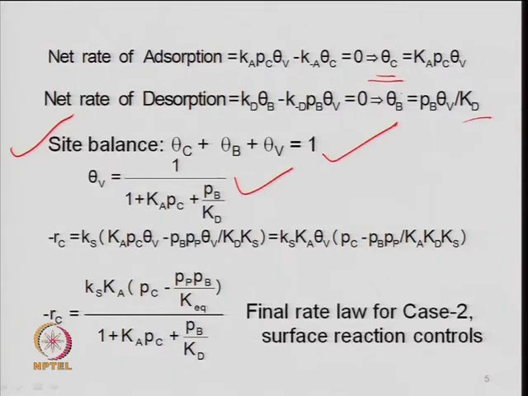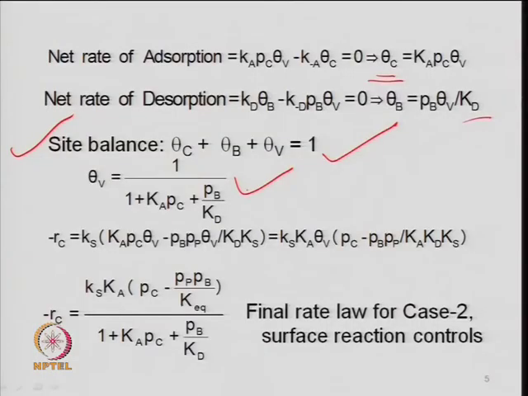So, theta V, which is the concentration of vacant sites, depends on the partial pressure of the cumene and the partial pressure of the benzene. One can see that if more of these reactant species or product species is present in the reactor, then there will be a drop in the concentration of vacant sites. So, the vacant site concentration is decreasing depending upon the partial pressure.